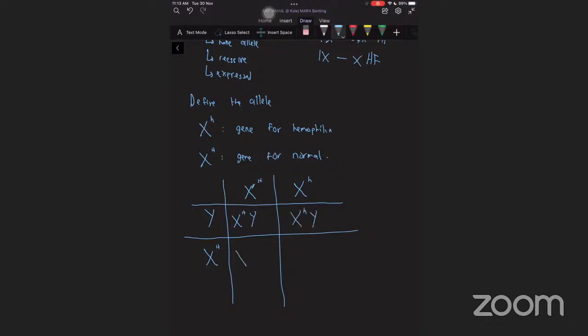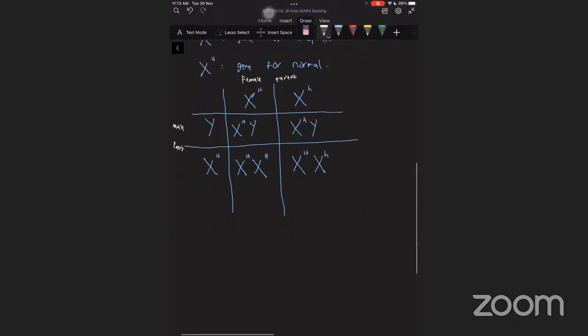We have X big H and X big H. And finally, we have X big H with X big H. Make sure to put a label that this is the female parent, just to be safe, and this is the male parent. And we know that the middle part are all the offspring.